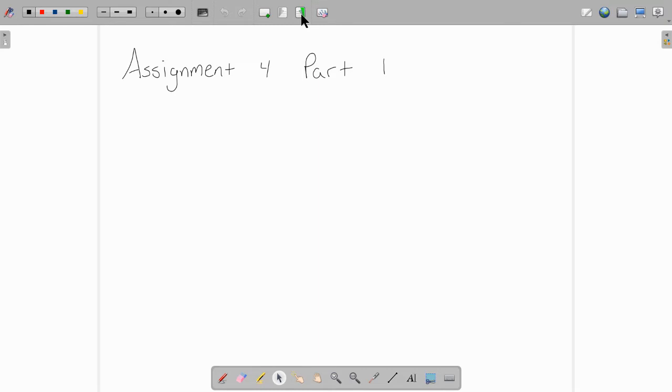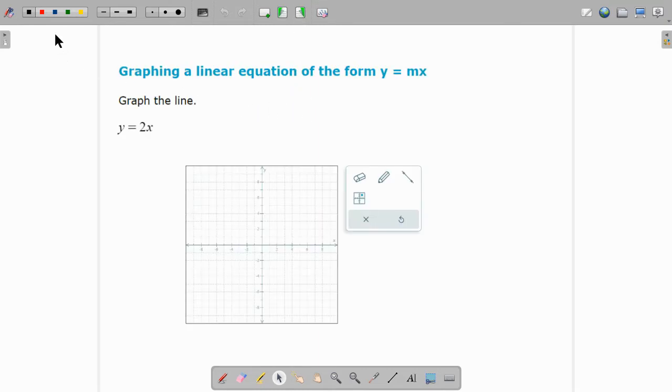Assignment for part one. Okay, the first topic is graphing a linear equation of the form y equals mx. Now, all these will always start in the middle, and you could use the slope of 2 over 1. So you could just pick your line icon and you start at 0, 0. Because the slope here is 2 over 1, we go up 2 over 1, which I know is a little hard to see, and you can draw your line.